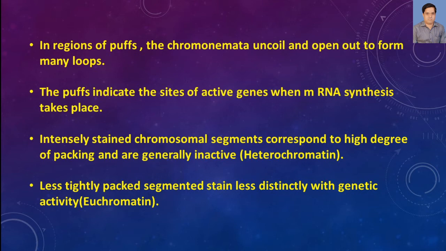So the heterochromatin region is an inactive region, and they have a high degree of packing. Now there is another region which is of less degree of packing, or less tightly packed, and these regions are also less darkly stained than the heterochromatin. And these active regions are called euchromatin, which are less tightly packed and less stained.